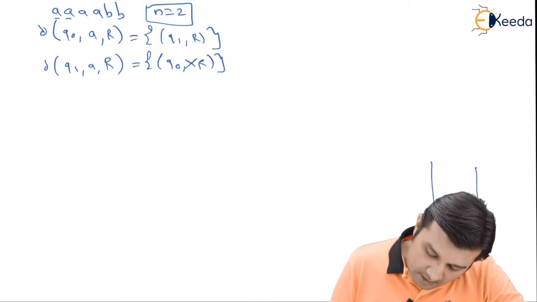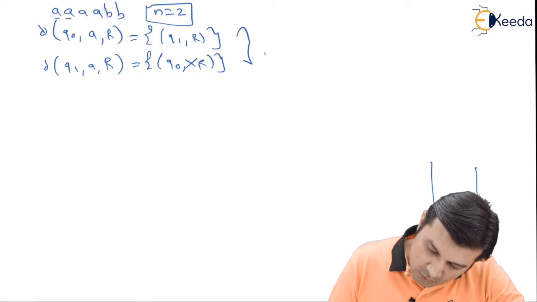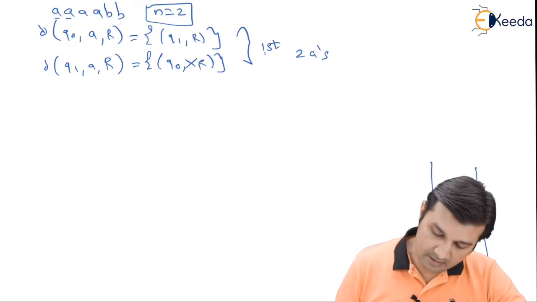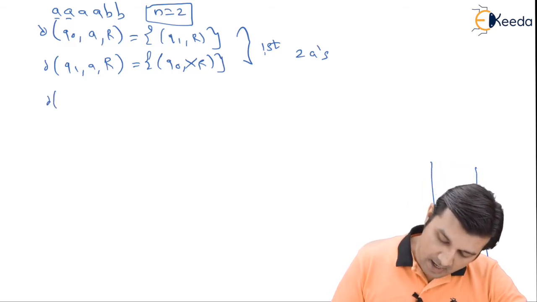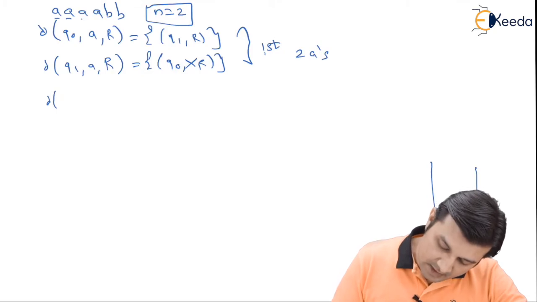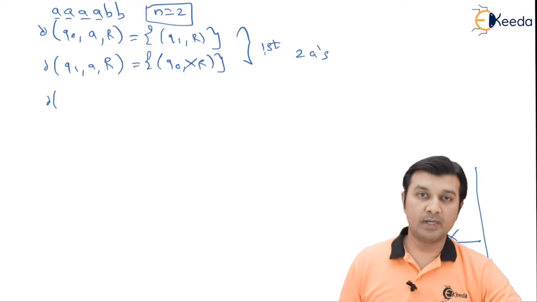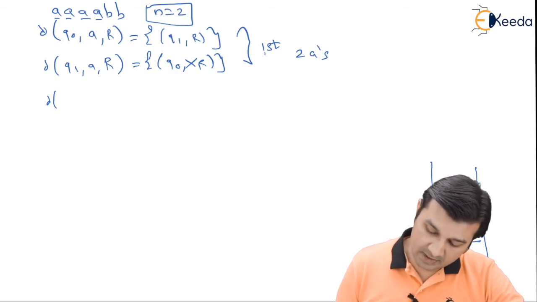Going ahead, before that, this is going to be my operation for the first two A's. Going further, I receive the same thing for 2 A's and I have to push one X over here. Let's see how the things work.